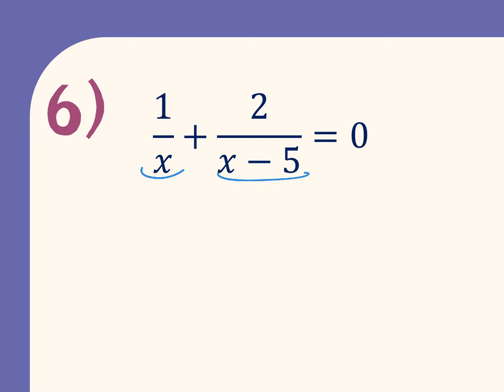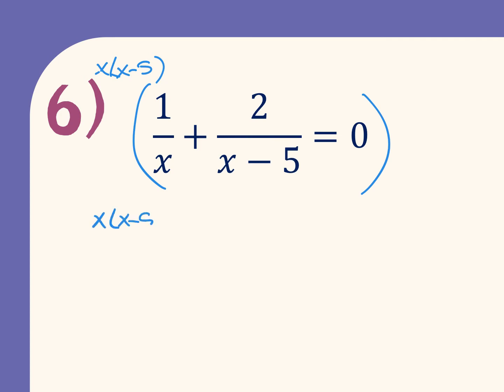So what I'm going to be doing here is multiplying the entire equation by x times x minus 5. So again, if it helps you to write it next to it, so x times x minus 5, I'm going to multiply that to the 1 over x. I'm going to multiply it again to the middle one.